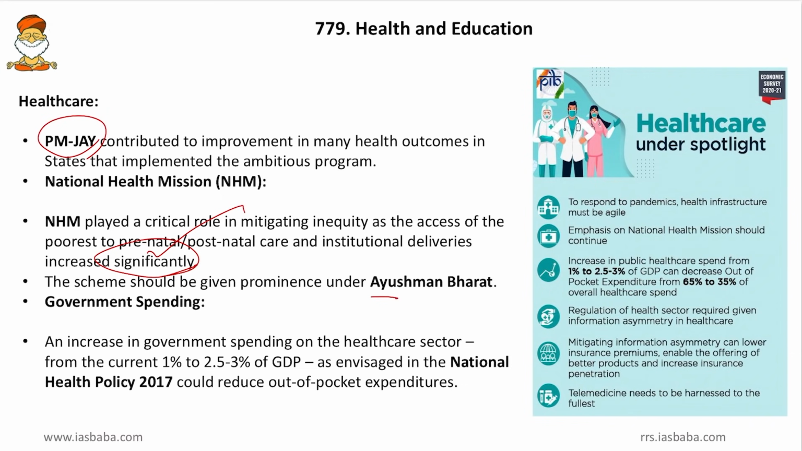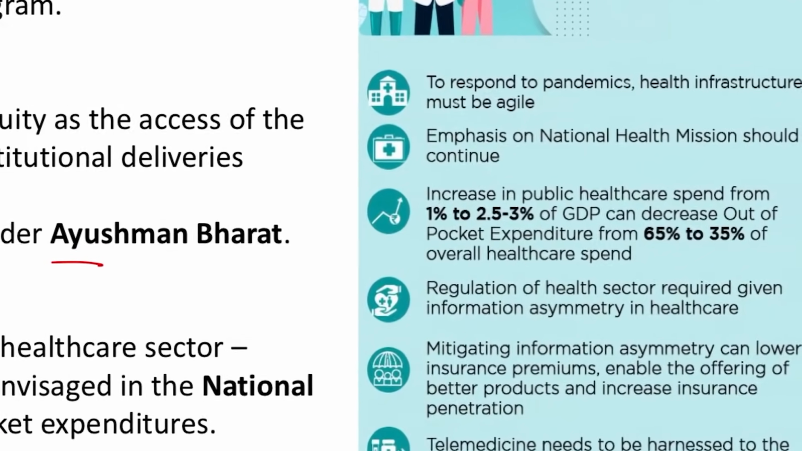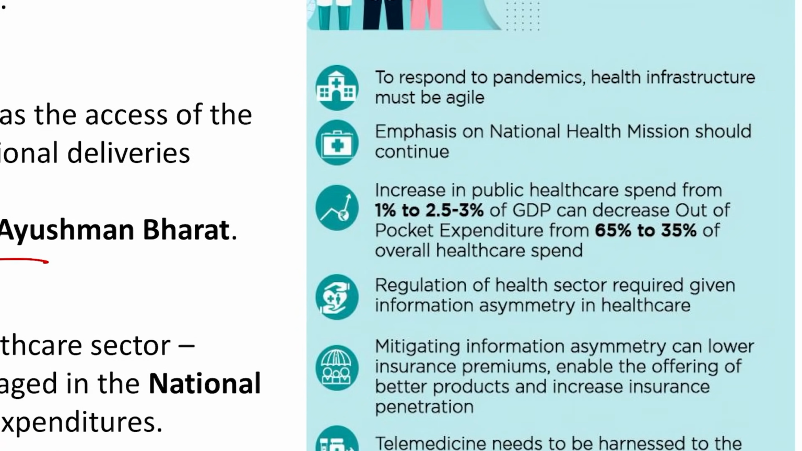Then coming to government spending. Friends, an increase in the government spending on the healthcare sector from the current 1% to 2.5 or 3% of GDP, as envisaged in the National Health Policy 2017, could reduce the out-of-pocket expenditure to a great extent. And here, one of the infographics of PIB says that increasing the budget from 1% to 2.5 to 3% in the health sector would reduce the out-of-pocket expenditure from 65% to 35%. So nearly a 50% reduction can be seen. So this is also worth remembering.